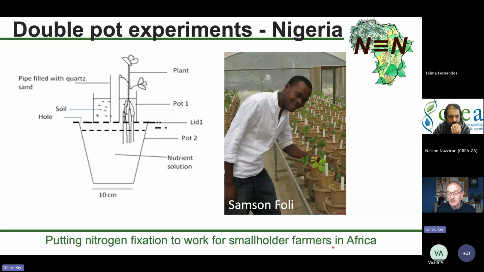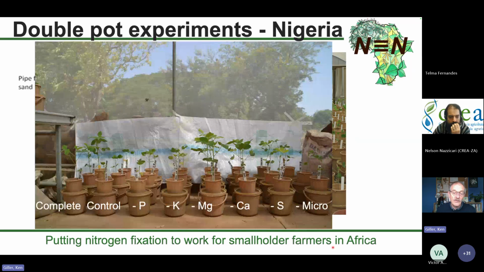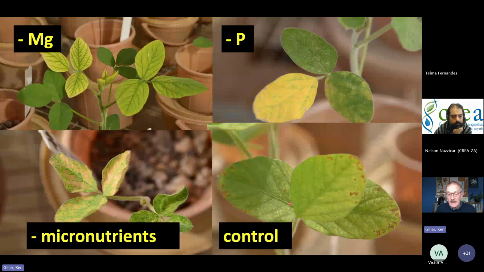taking them into these double pot experiments where we can do missing nutrient experiments. Here we're seeing Samson Foley doing these experiments in northern Nigeria in Kano, where we can look at then which are the missing nutrients which are actually causing the problems. And in this case, actually, it was a whole cocktail of different problems, including sulfur and micronutrient problems. So in those poor soils, in fact, even in the control here, you can see these, we think these are manganese granules, so real problems of the soils, problems with no micronutrients, clear magnesium deficiency and phosphorus deficiency.